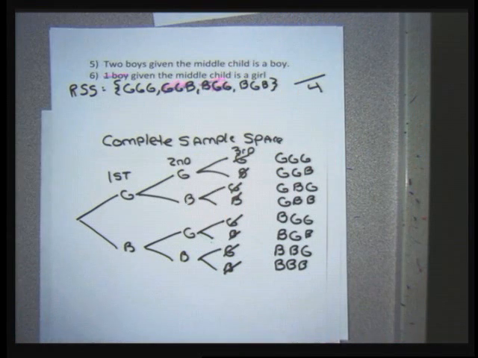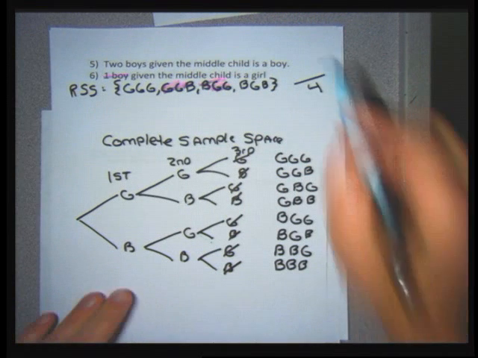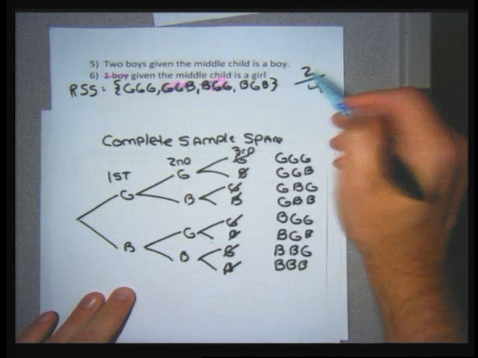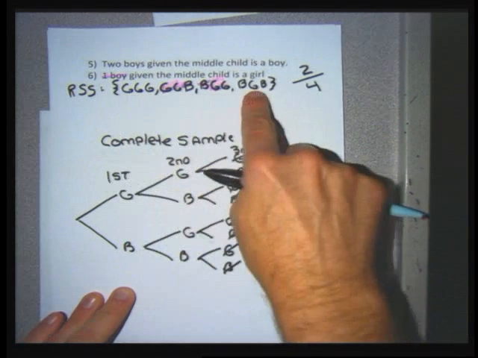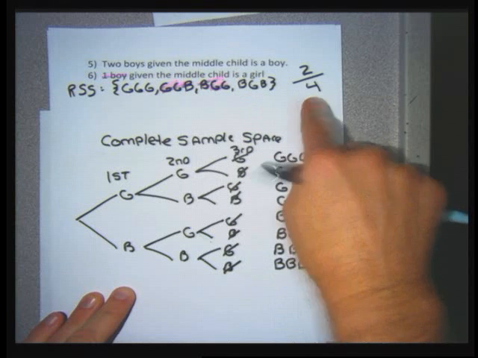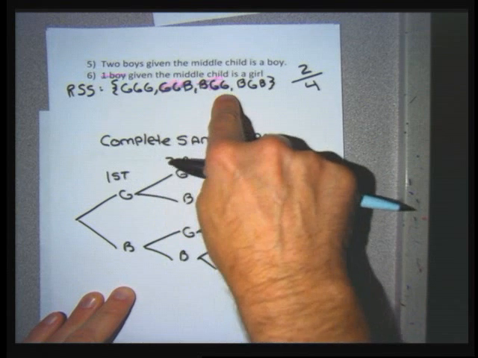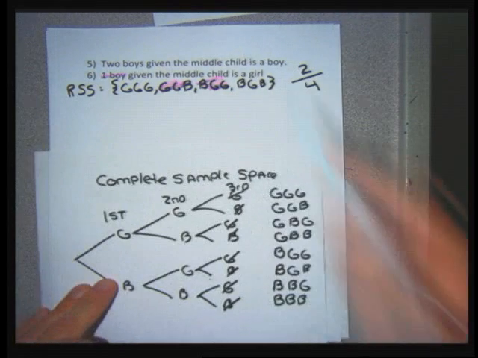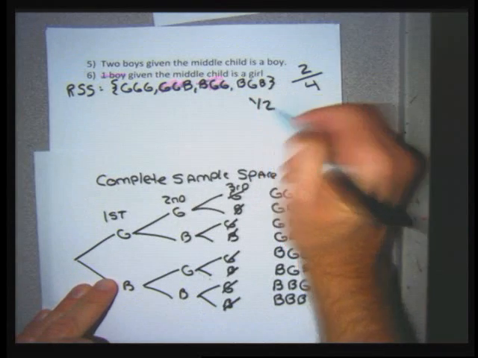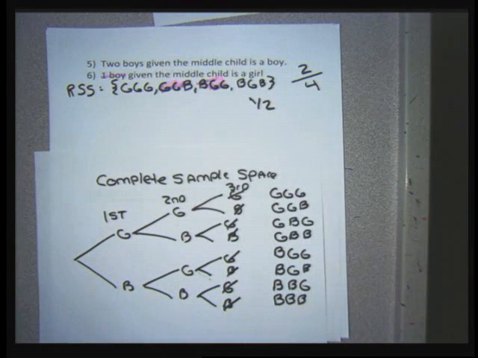So my numerator is going to be 2 because the requirement is that I have one boy, given that the middle child's a girl. The given that the middle child's a girl makes my denominator 4, and the 2 items within my reduced sample space give me the numerator of 2, and I'm going to reduce this, and for my problem 6 I'm going to get 1 and 2 for an answer.